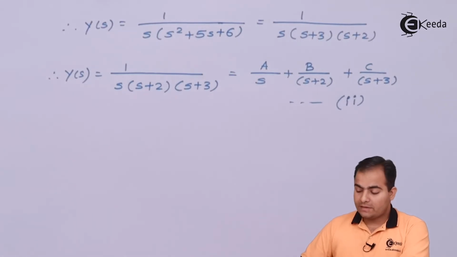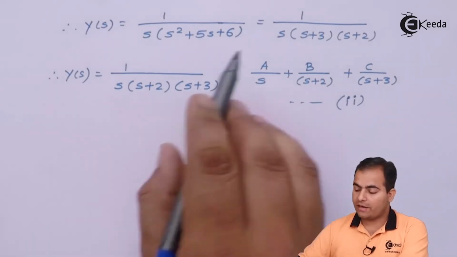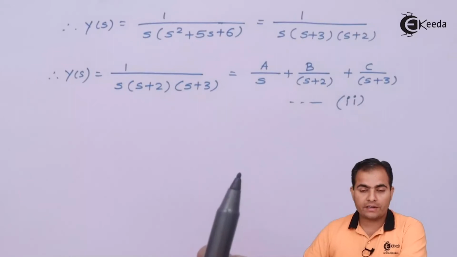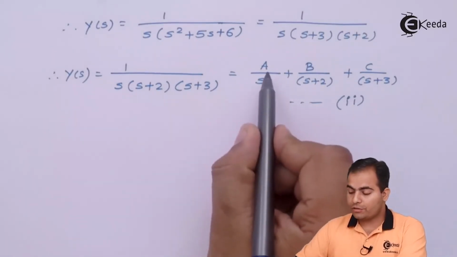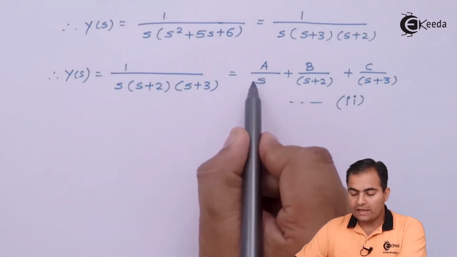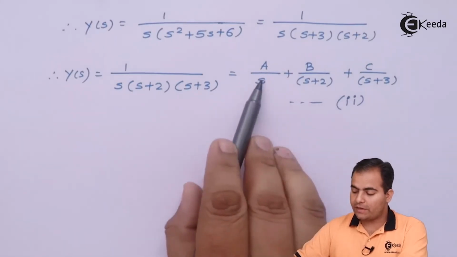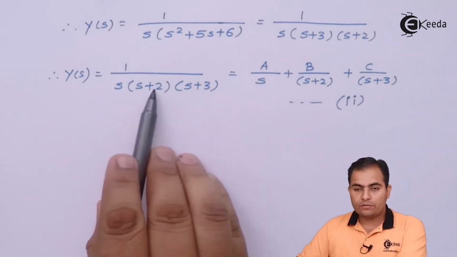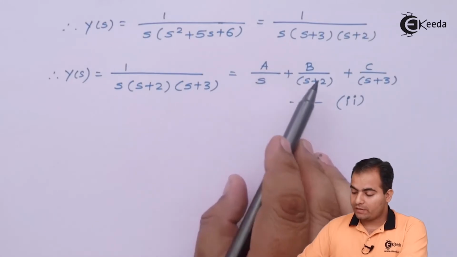Now what is the next step? Simply multiply the left hand side on the right hand side, or the denominator part on the left and right hand side. What you will get? As I told you, the shortcut: just ignore this s, or just don't bother about it. Only these two will be multiplied with A.